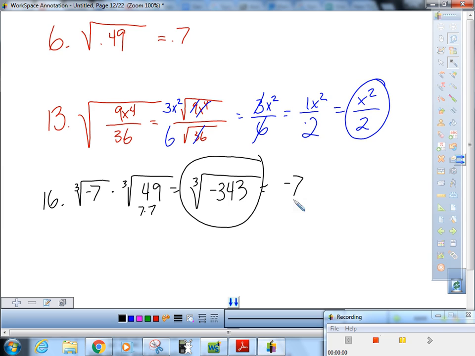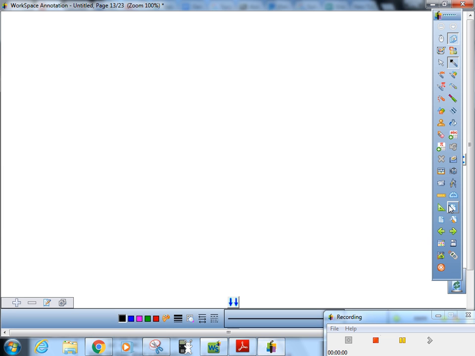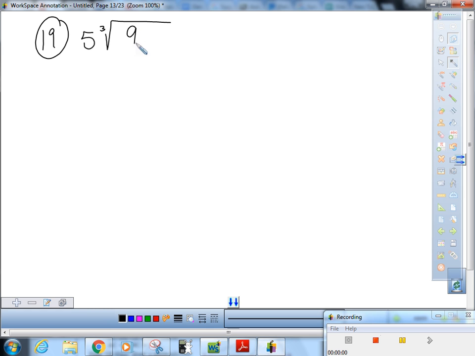I'm going to get a fresh page. 19. The cube root of 5 times the cube root of 9y squared times the cube root of 24y.